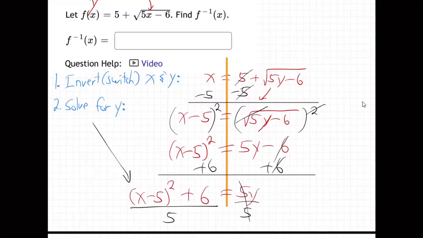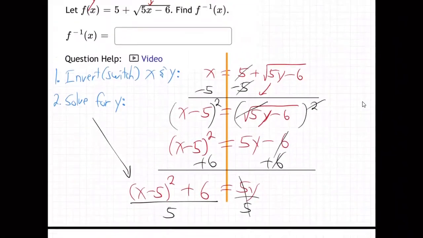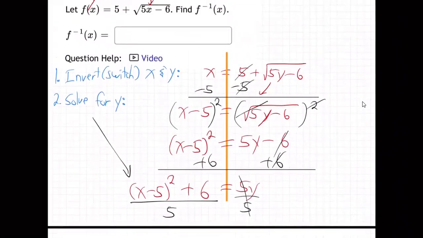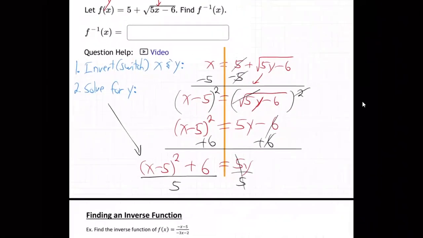And we're done right there. That's the end of the problem. That is the inverse function. That function is exactly the opposite of the original function. And it looks like it too, doesn't it? The original function had 5 added. This one has 5 subtracted. The square root, and this one has a second power, opposite of square root. 6 subtracted, 6 added, 5 multiplied, 5 divided. Everything's the opposite. That's the inverse function. There we go.